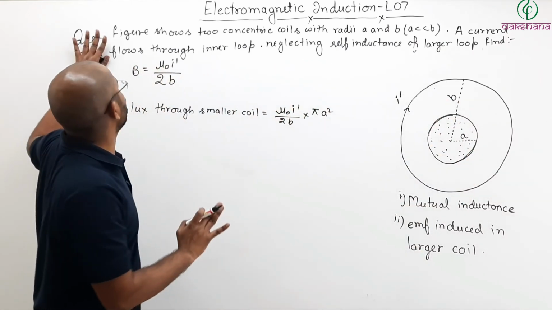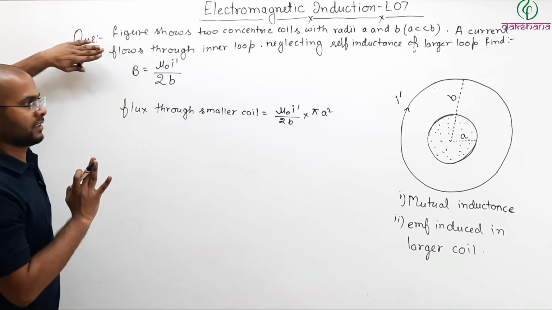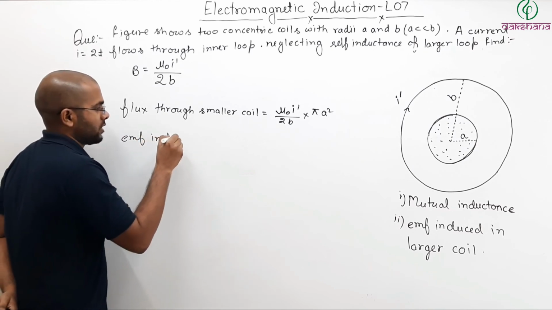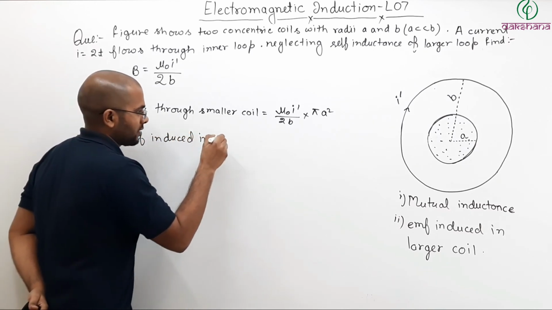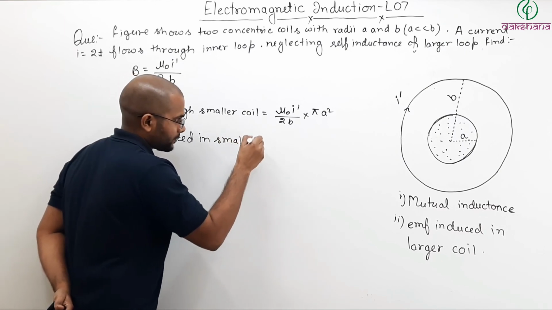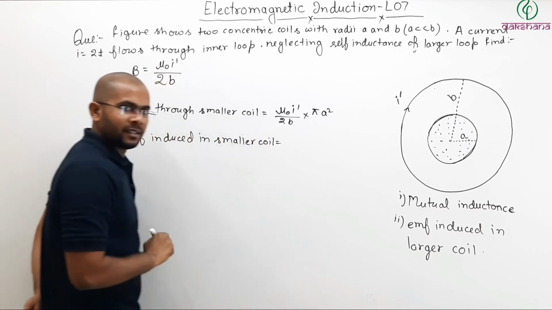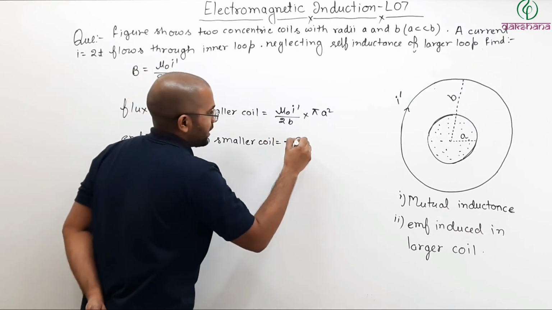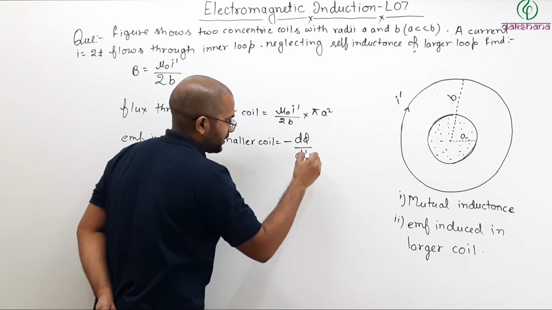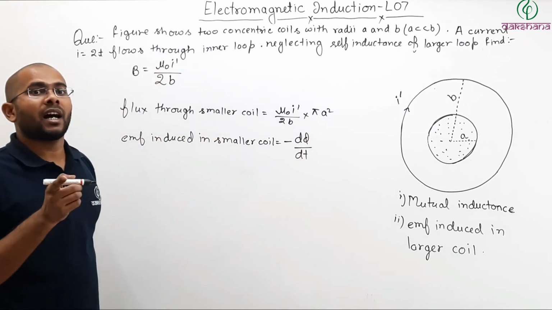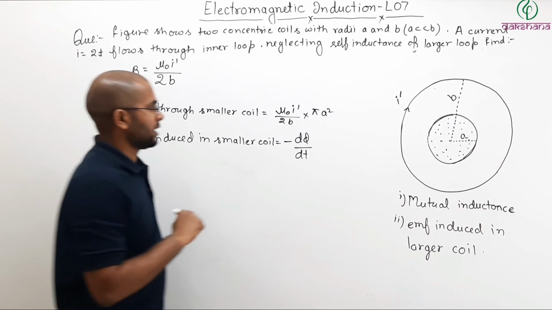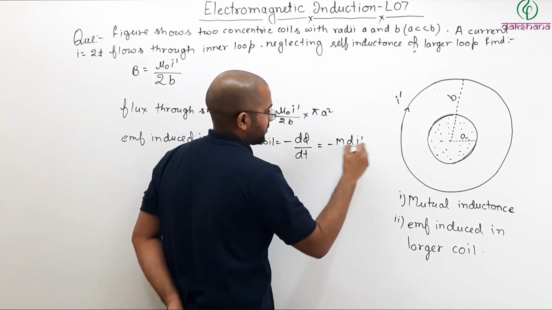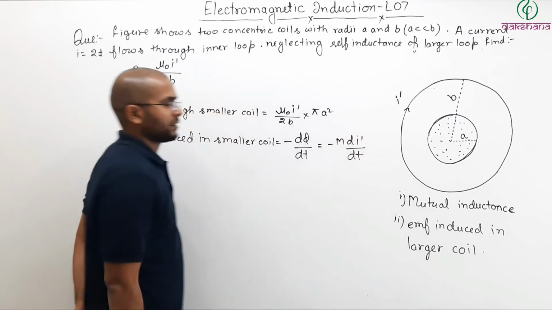For now, we are ignoring anything such as self-inductance due to this current. So what will be the EMF induced? EMF induced in the smaller coil may be written as minus dφ/dt. That may also be written as, if you remember, minus M dI'/dt, like this.